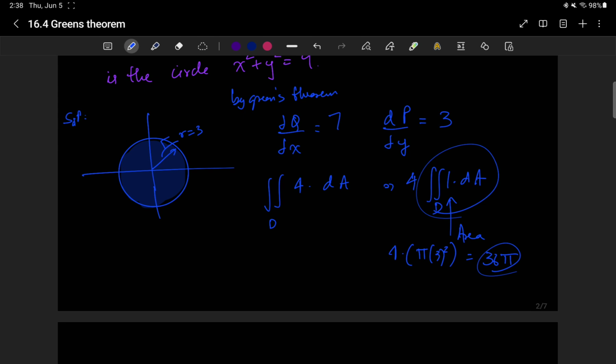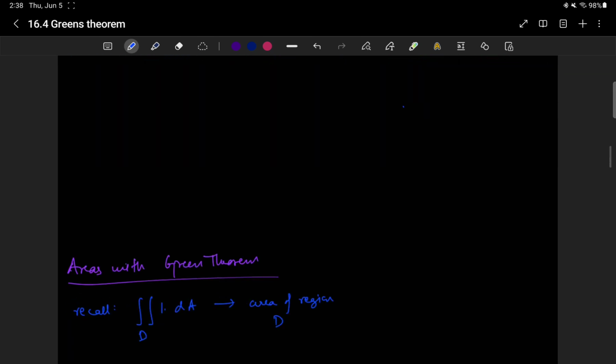You could also do what we did here, which is recall that the double integral over a region D of 1, or just a constant, is just the area of that region. In this case, the region is familiar to us. It's a circle, and we know that the area of a circle is pi r squared, so we can use that directly to get our result.